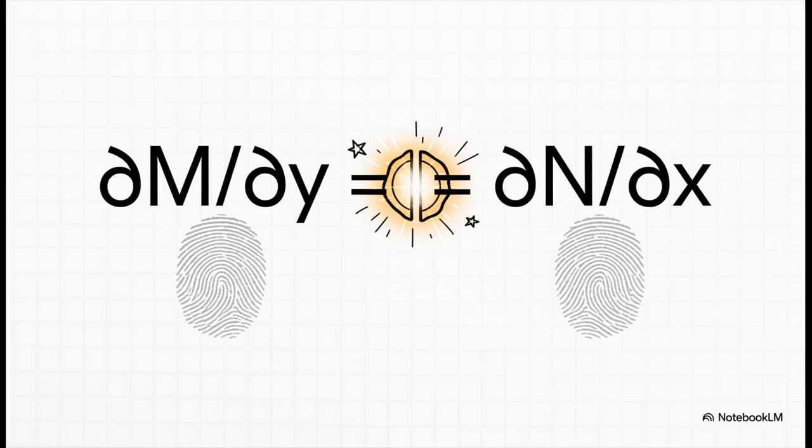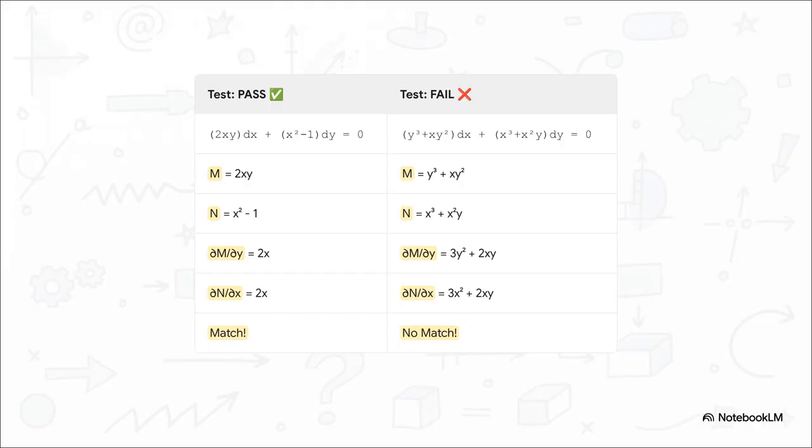Now, you might be wondering, why does this work? It's actually because of a really neat result from calculus called Clairaut's theorem, which basically says that for most functions we care about, the order you take partial derivatives in doesn't matter. So if they match, it's exact. If they don't, it's not. It's a clear yes or no. And seeing it in action just makes it crystal clear. Look at the left side.